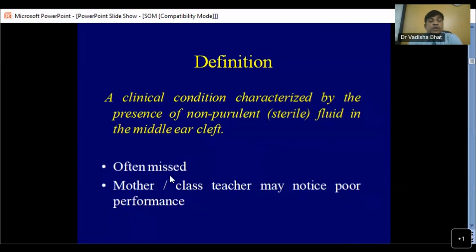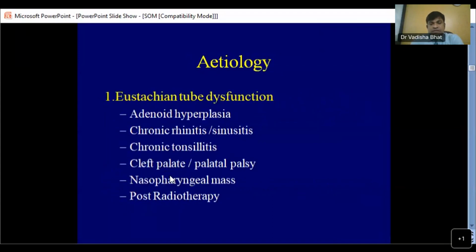This condition is often diagnosed or noticed by the mother or the class teacher. The class teacher may notice that the child is not performing well in school, and the mother may notice that the child is unnecessarily shouting or unnecessarily increasing the volume of the television when watching TV, even when others are comfortably hearing and the child is not able to hear. So these are some indirect observations which bring the child to the doctor.